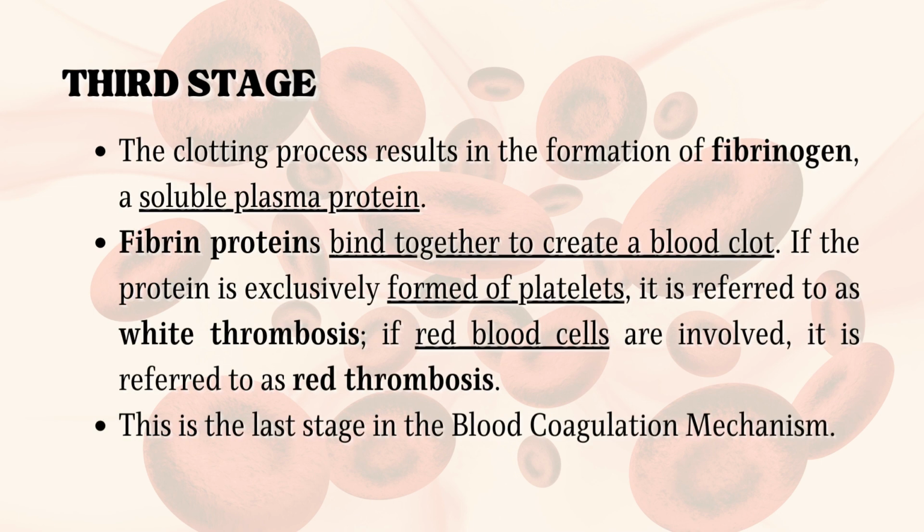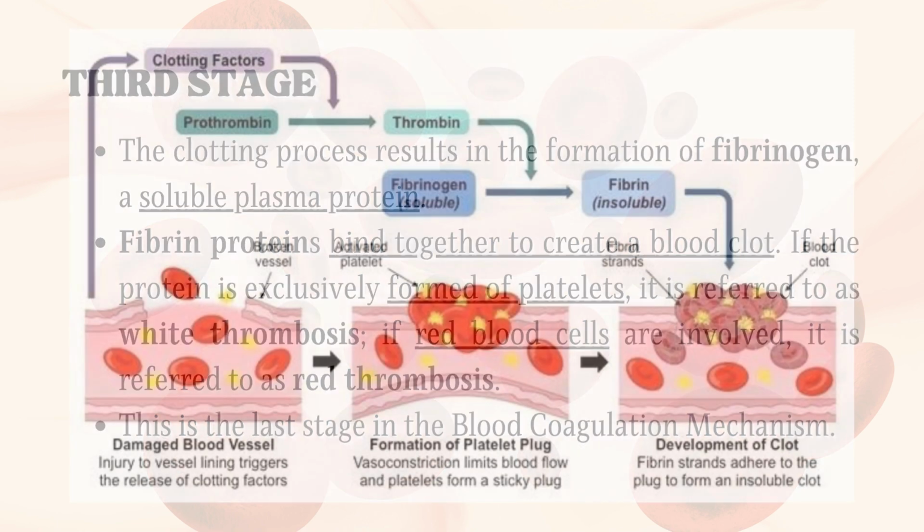For the last stage, the clotting process results in the formation of fibrin from fibrinogen, a soluble plasma protein. Fibrin proteins bind together to create a blood clot. If the clot is exclusively formed of platelets, it is referred to as white thrombosis. On the other hand, if red blood cells are involved, it is referred to as red thrombosis. This is the last stage in the blood coagulation mechanism.